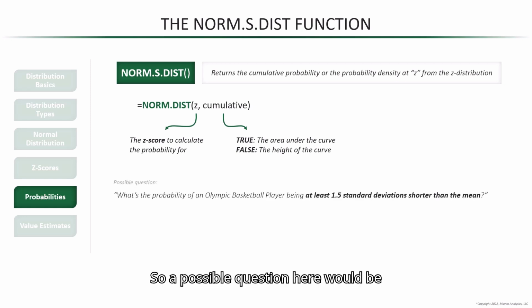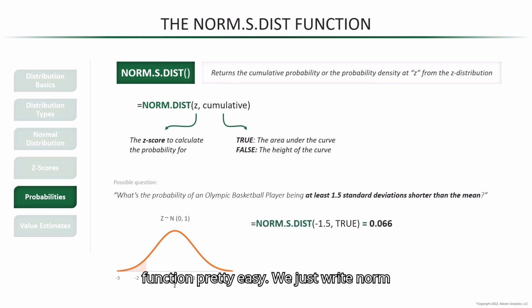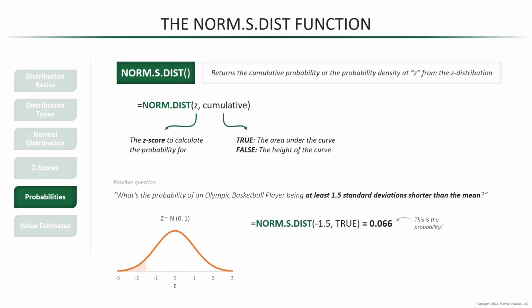So a possible question here would be something like, what's the probability of an Olympic basketball player being at least 1.5 standard deviations shorter than the mean? Alright, so we've got the standard normal distribution and want to calculate the probability of getting a z-score less than or equal to negative 1.5. So we want this area right here, which makes the function pretty easy. We just write norm.s.dist, we add the negative 1.5 for the z-score, and the true returns the area under the curve, which in this case gives us a probability of 0.066 or 6.6%.